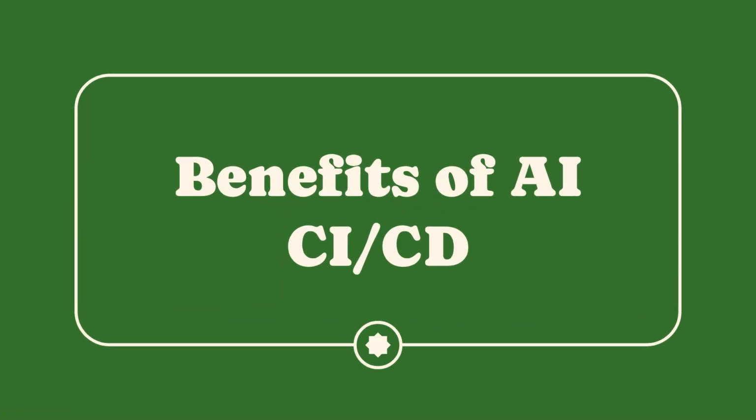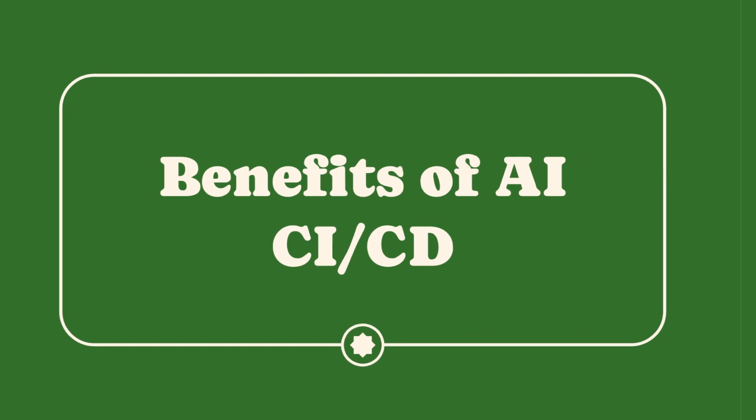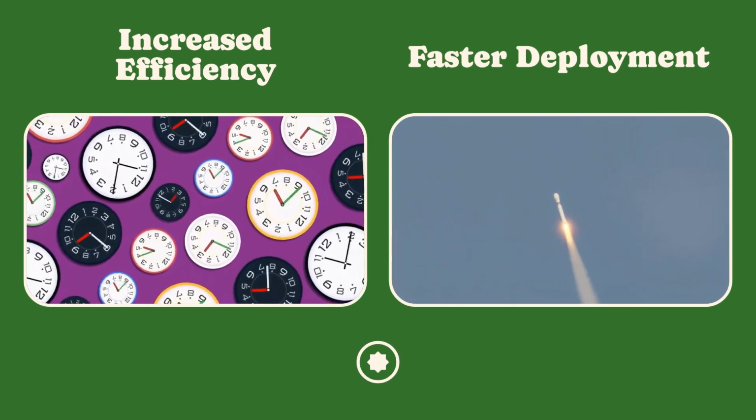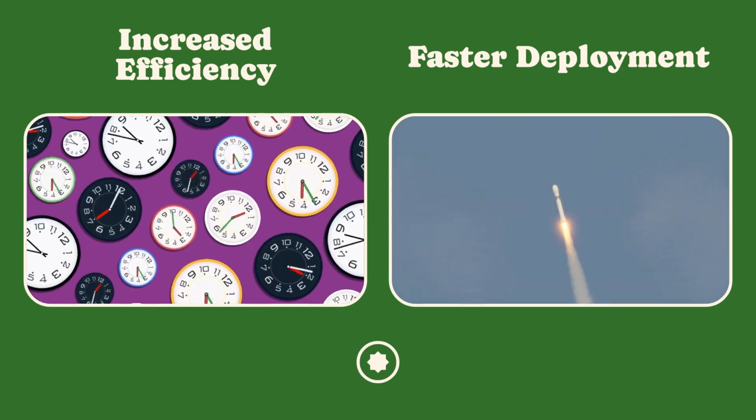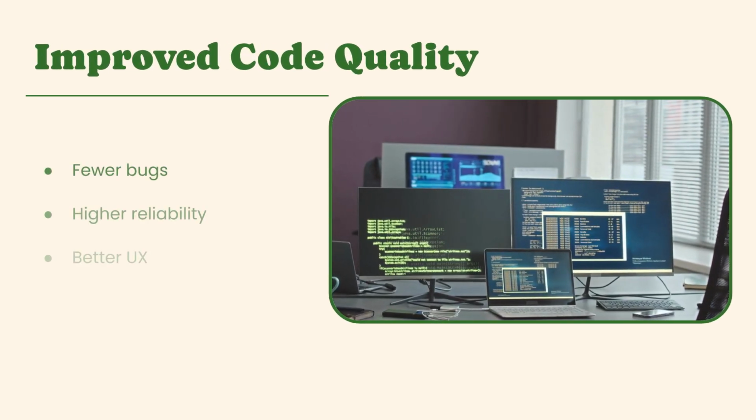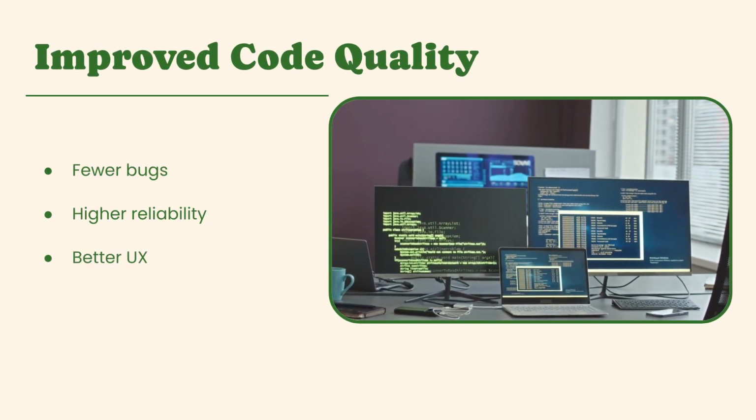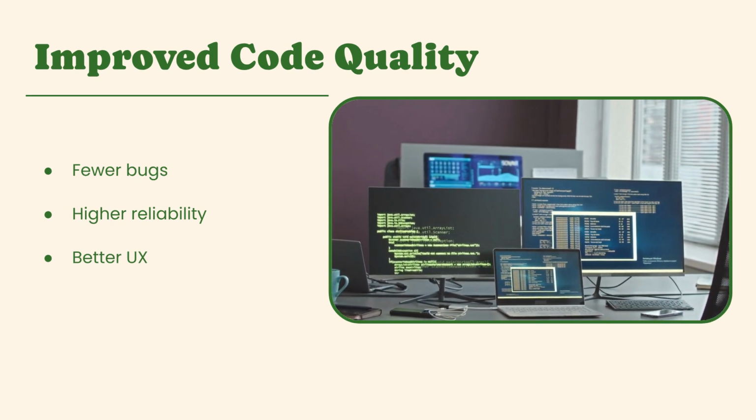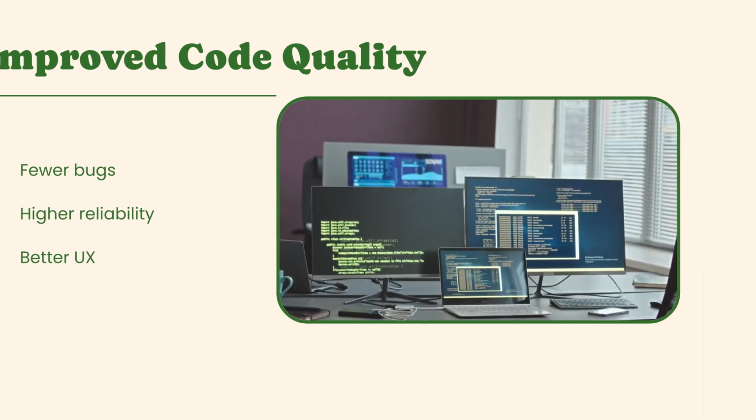So what are the overarching benefits of integrating AI into your CI/CD pipeline? The advantages are numerous and impactful. AI-powered CI/CD significantly increases efficiency by automating repetitive tasks and reduces the time from code commit to deployment, leading to faster market delivery. By proactively identifying issues and optimizing testing, AI helps deliver higher quality code and more reliable software, reducing bugs and improving user experience.